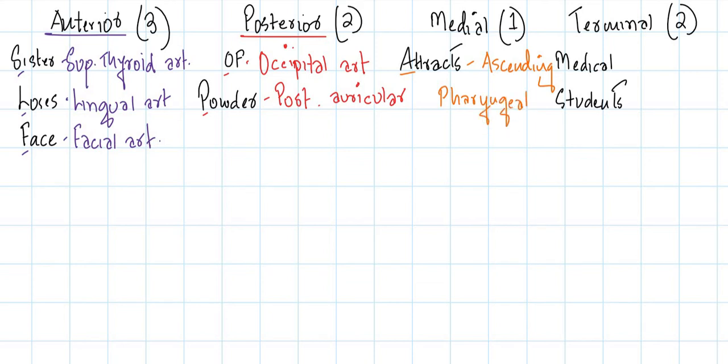And finally, this is the medial branch. There's only one medial branch, the ascending pharyngeal. And there are two terminal branches. Number one, the maxillary artery, and also S for superficial temporal.